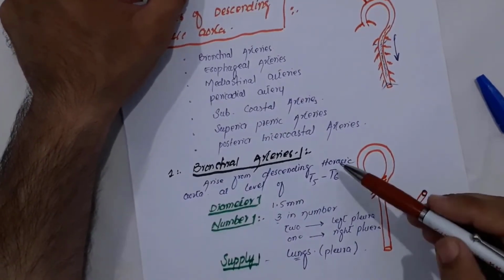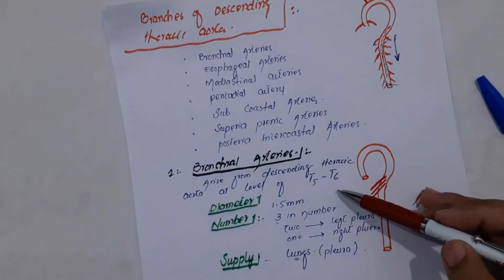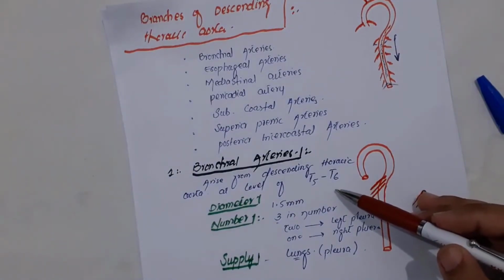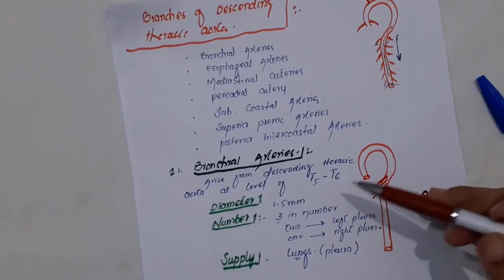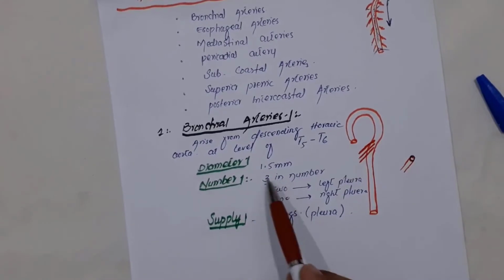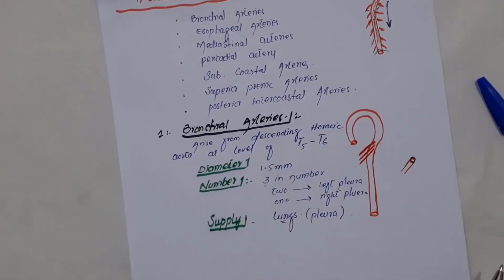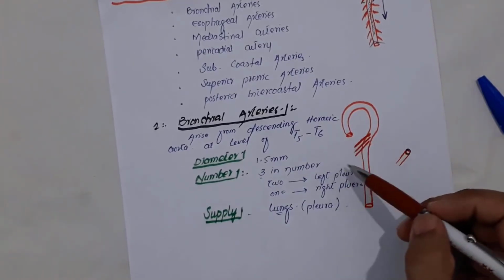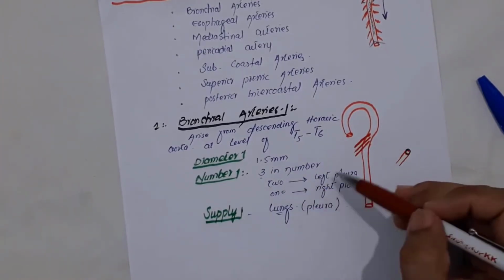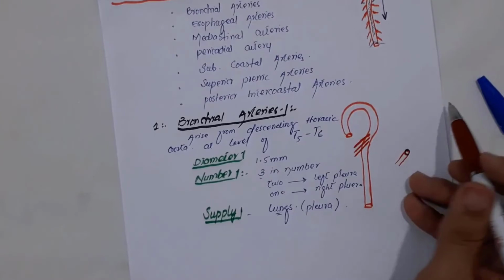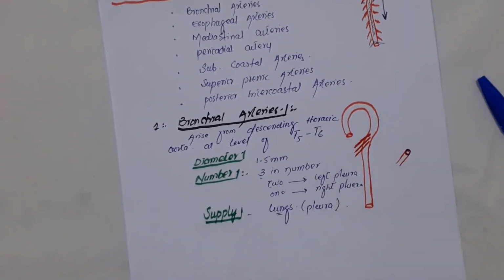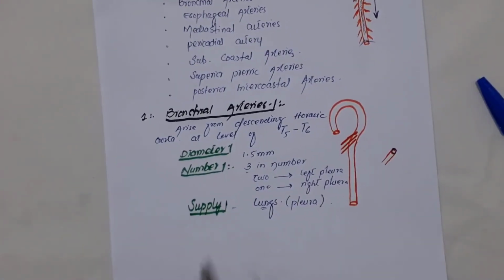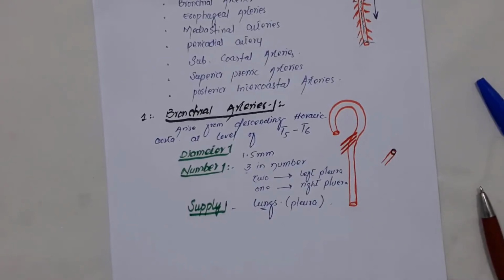About bronchial arteries, we should know their origin point. They arise at the level of T5 to T6. And what is their diameter? Their diameter is about 1.5 millimeter. And what is their number? There are three bronchial arteries. Two of them move towards the left pleura and one of them moves towards the right pleura. And what do they supply? They supply the oxygenated blood towards the lungs.